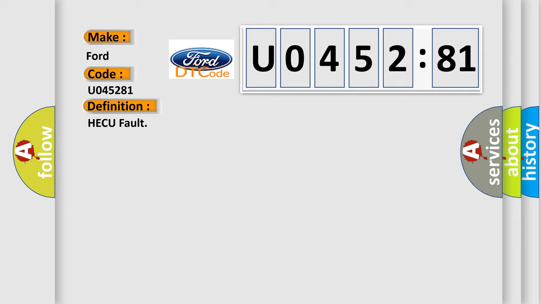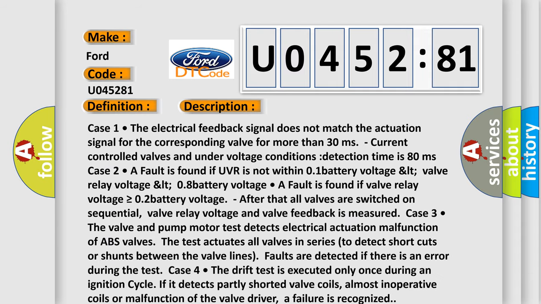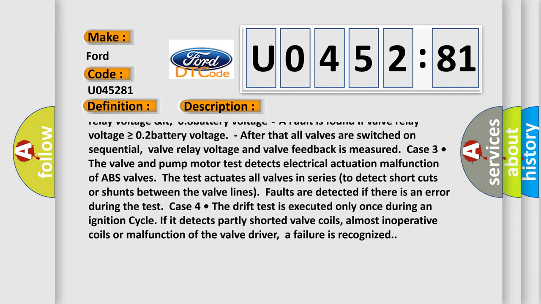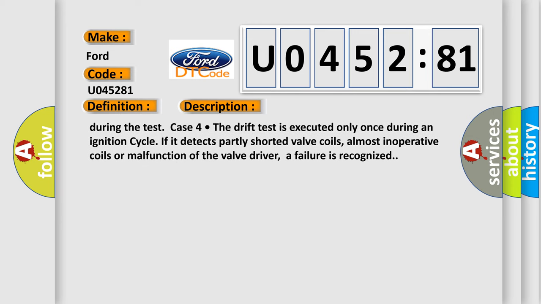Case 3, the valve and pump motor test detects electrical actuation malfunction of ABS valves. The test actuates all valves in series to detect shortcuts or shunts between the valve lines. Faults are detected if there is an error during the test. Case 4, the drift test is executed only once during an ignition cycle. If it detects partly shorted valve coils, almost inoperative coils or malfunction of the valve driver, a failure is recognized.